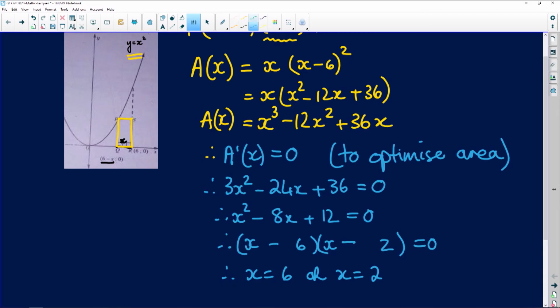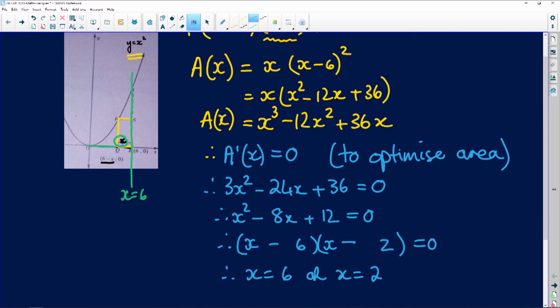Now, let us go back to the graph and decide which one of those two answers we're going to use. Or we can use both, possibly. Let's have a look. If you look at the graph, this line here, the green line I'm drawing in, is the line x equals 6. So if it means that x is 6, then it means the length of this side here must be 6.